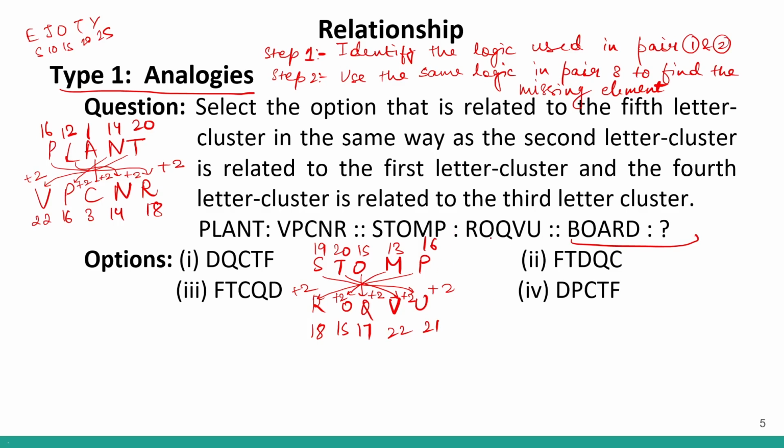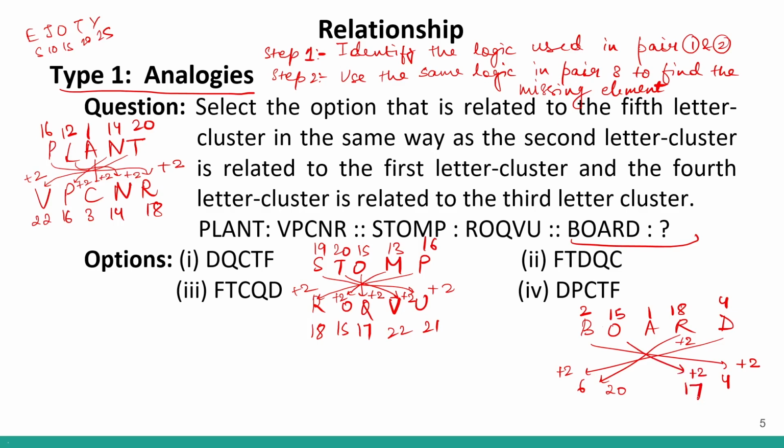So we will do the same thing over here. The word is BOARD, B-O-A-R-D. B is 2, this is 15, this is 1, this is 18 and this is 4, right? So here I will move plus 2, so I will get 6. Here I will do plus 2, so I will get 4. Here again plus 2, so I will get 20. Here plus 2 will give me 17 and here plus 2 will give me 3.